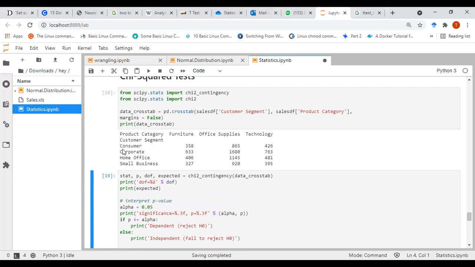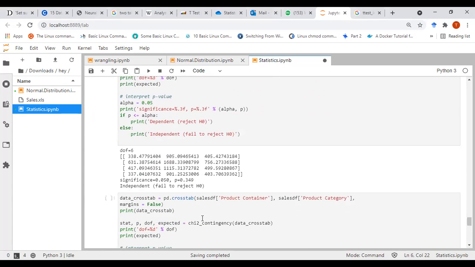Okay, if these four segments have bought furniture, then they have also bought office supplies, and they have also bought technology. So we can't detect any difference based on the customer segment across the sales of product categories. That's the conclusion that you need to make.